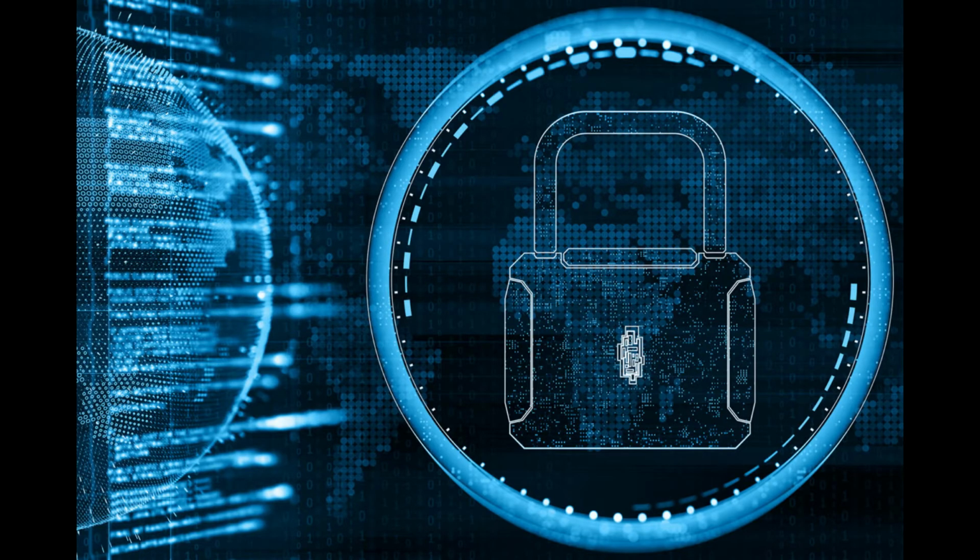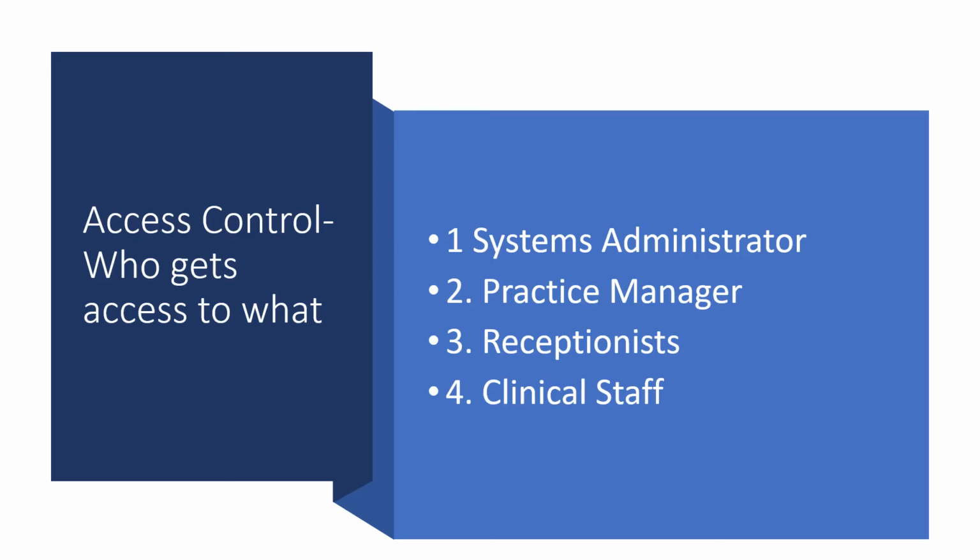So the next section to talk about is access control. The cornerstone of data security is that only those allowed access are granted access to particular types of information. In general, there are 4 levels of access to consider. Number 1, the system administrator. They have access to the server network, and that would usually be the role of the IT support.